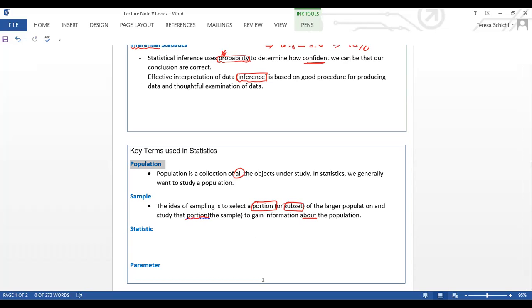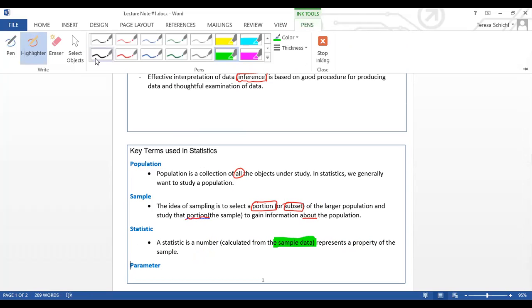Okay, now let's take a look at the next definition. We talk about statistics a lot, so what is a statistic? This is a very, very important definition. A statistic is a number, and here is the keyword: a statistic is calculated from the sample data, so it represents a property of that sample.